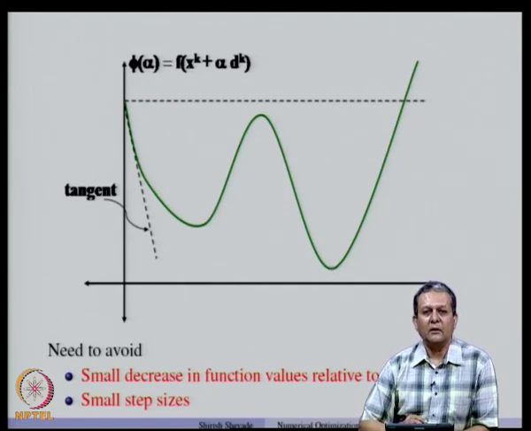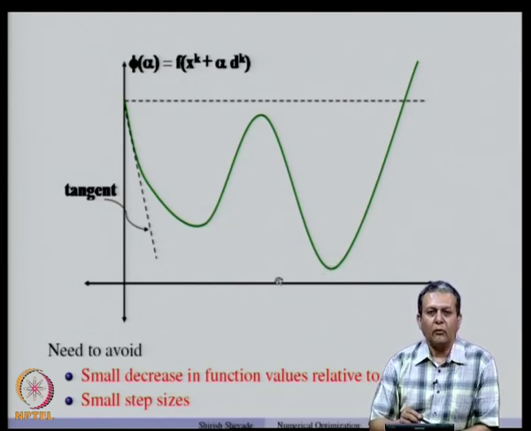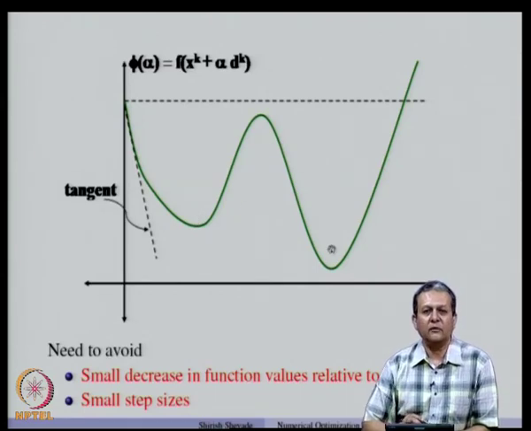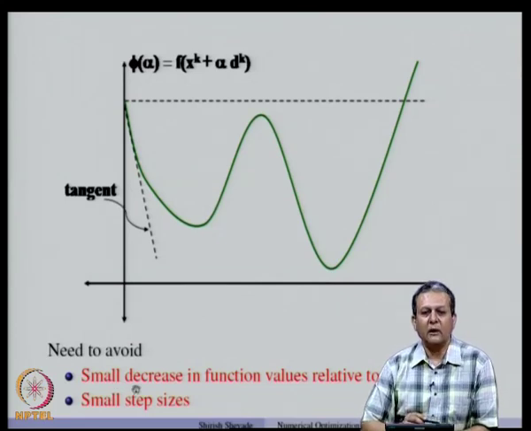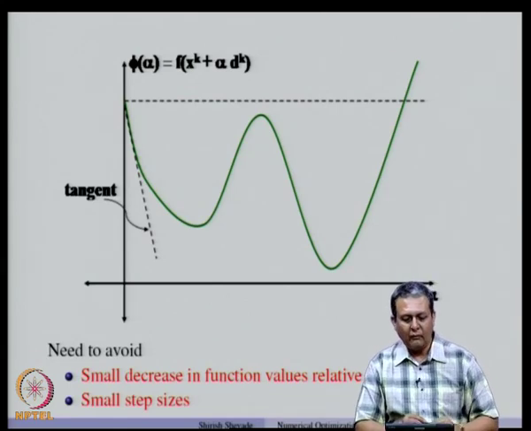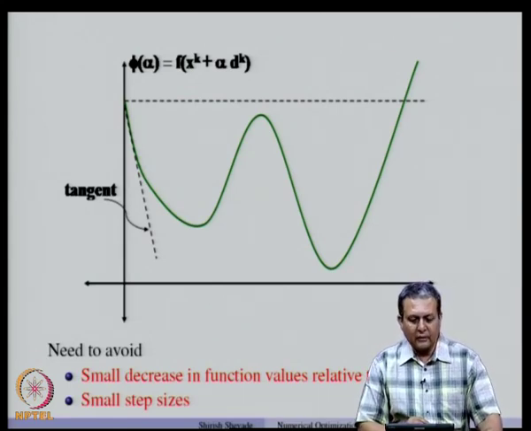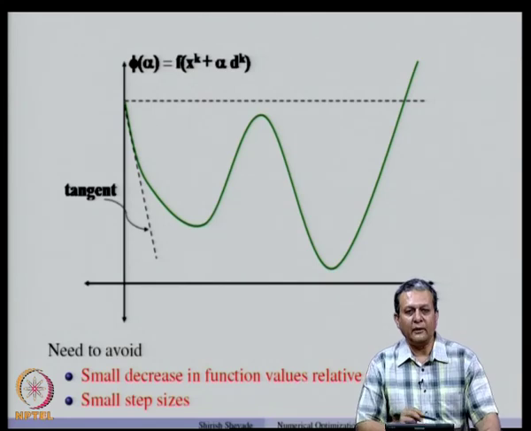we have seen that the exact line searches are computationally expensive. So, we are not interested in finding out the exact minimum of this function with respect to alpha, but instead we want to find out some alpha such that we avoid the small decrease in the function value related to the step length and the small step sizes, which were the problems in the last two examples that we saw. So, let us look at different ways to avoid this.